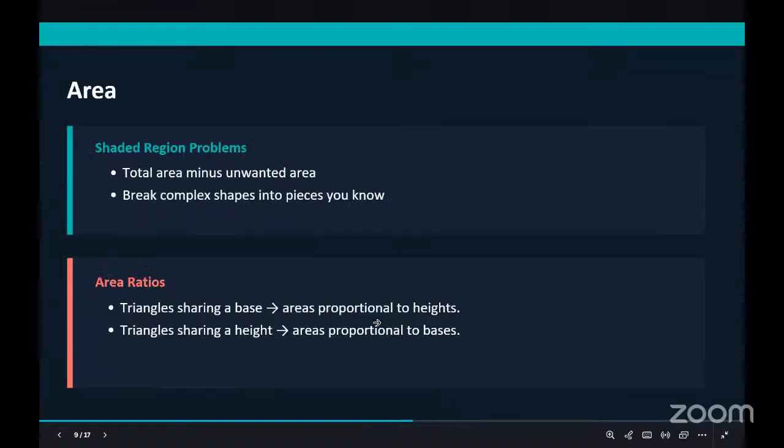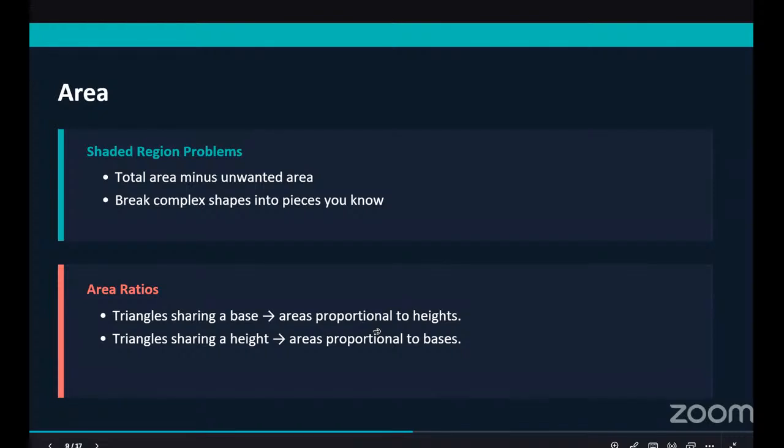So just reviewing area. Shaded region problems also come up a lot. It usually just gives you a shape overlapping another shape, and then it gives you the unwanted area and the area that's shaded that it wants you to find. The key for this is to break complex shapes into pieces you know, so just squares and triangles, and it's a lot of just subtracting the shapes.